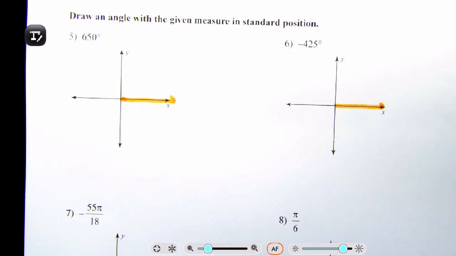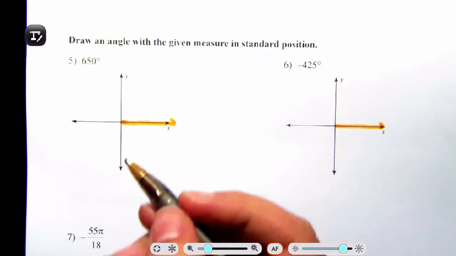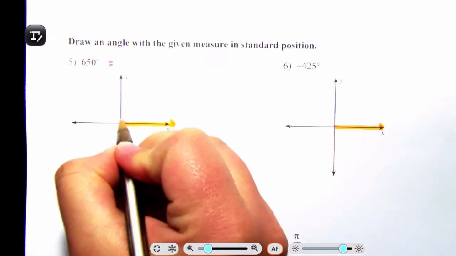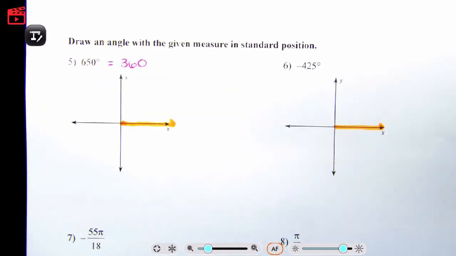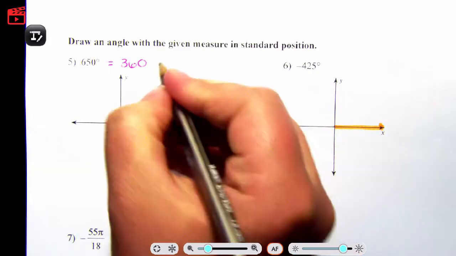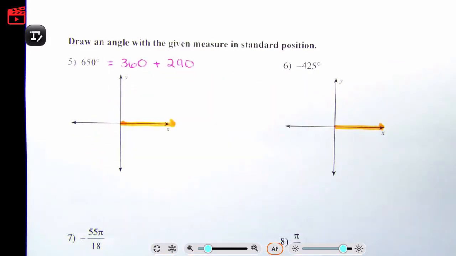Oh boy. So this is what I'm going to ask you to do: split it up. We know that one full circle counterclockwise is 360 degrees. If I go 360 degrees, one full rotation, I still have 290 left. So 360 plus 290 degrees gives me 650. So I know I have not 2 full rotations, just 1 full rotation.